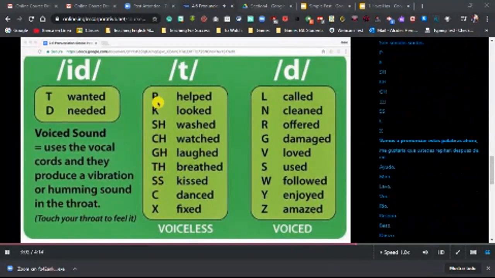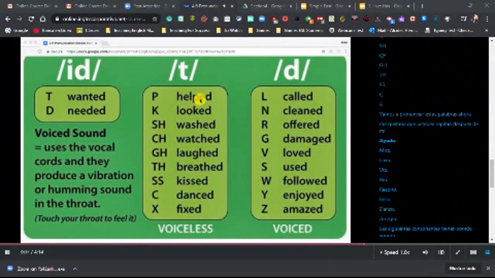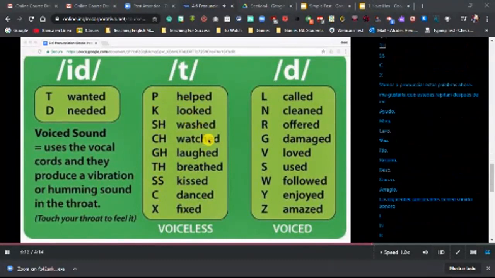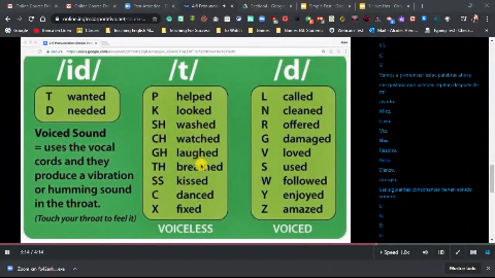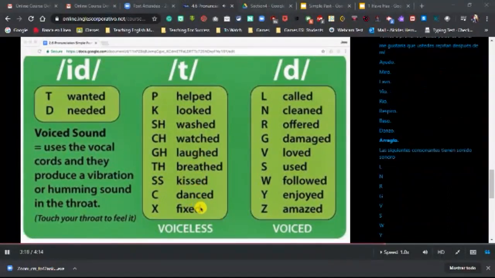Let's pronounce these words now. I would like for you to repeat them after me. Helped, looked, watched, laughed, breathed, kissed, danced, fixed.